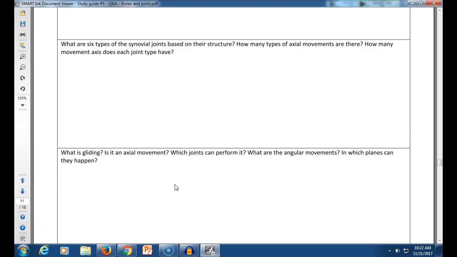So, axis. Plane: is there any axis? Non-axial. Hinge: uniaxial. Pivot: uniaxial. Condylar and saddle: biaxial. Ball and socket: multiaxial. Got it? There's a table. Know that. There will be questions about it. Okay.